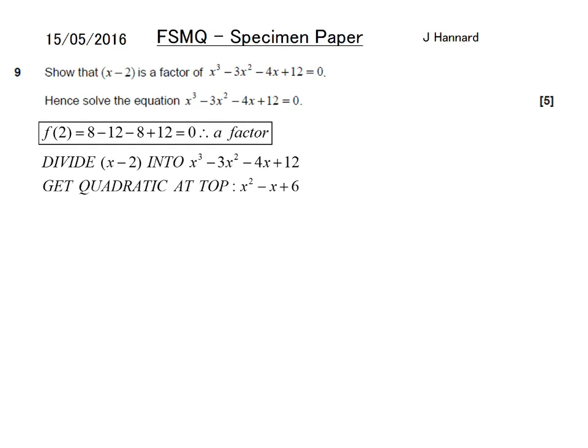And now if I'm solving that equation, I divide my factor into my cubic and I'll get a quadratic on the top, which is x squared minus x plus 6. Probably do that in your own time, just check it out. And then I'll stick them together, factorise. Now I've got three answers of 2, 3 or minus 2. Quite an easy question for number 9 on the page.